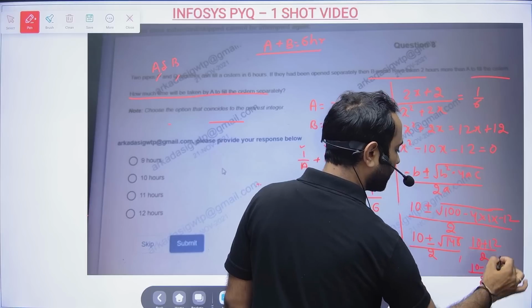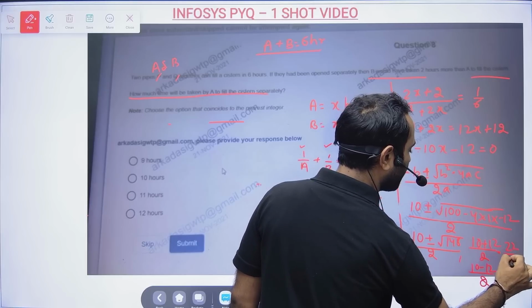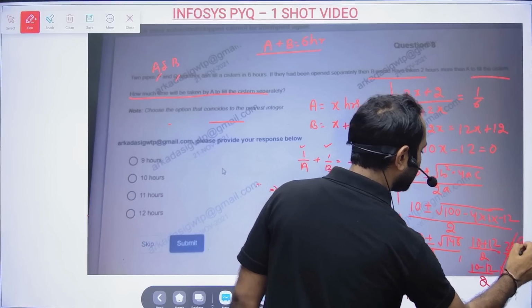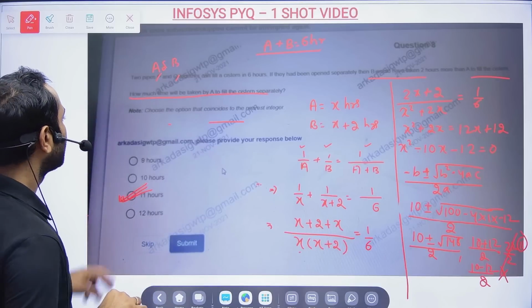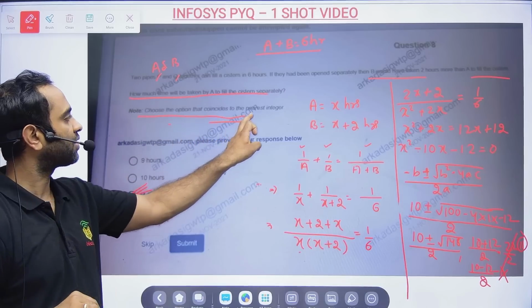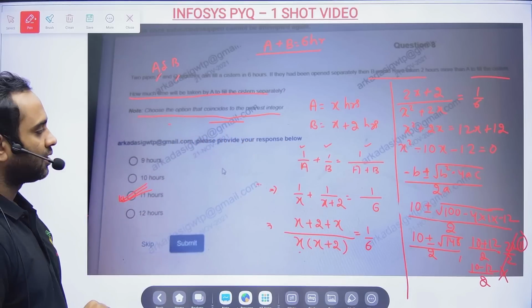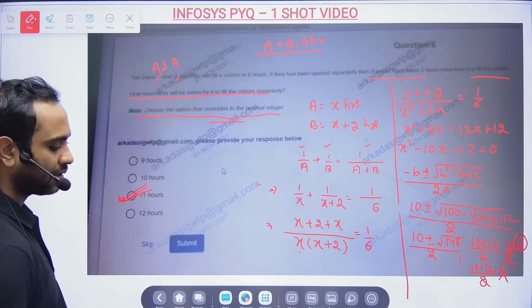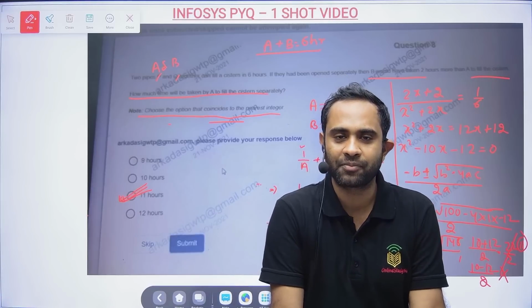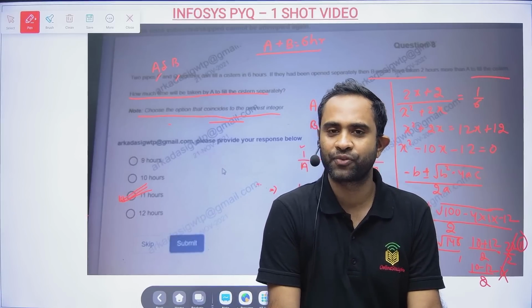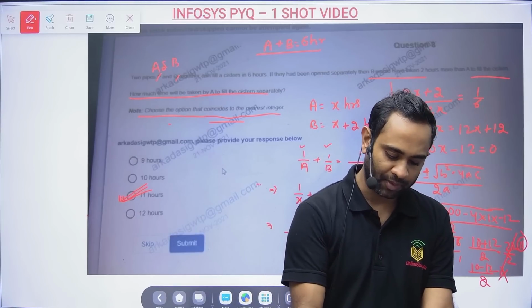Negative work will not be in minus, so 22 by 2, that is 11 days. Almost 11 days, so approximately 11 days. So choose the option that coincides with the nearest integer. That means the question was to be done in that way only. So Infosys also asks this kind of question sometimes, which is more time taking and more tricky.